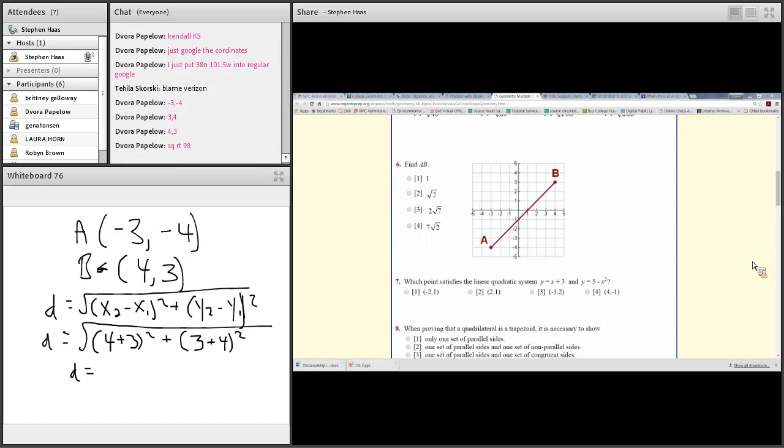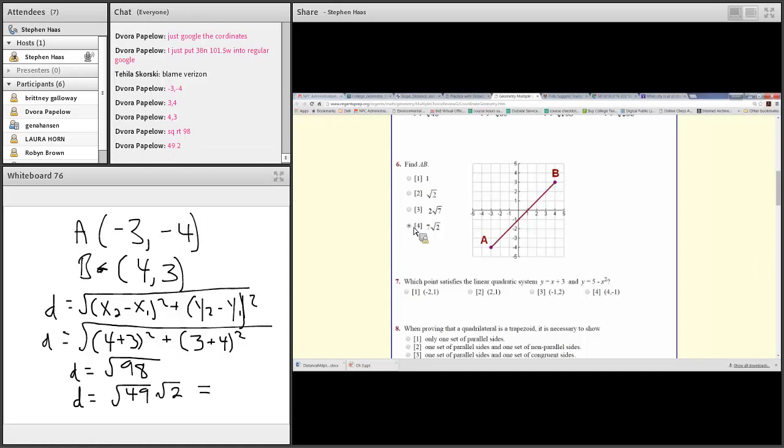Good. And how would you break this down? Well, 98 breaks into a perfect square and a non-perfect square. What's the perfect square and the non-perfect square that 98 breaks into? 98 can be broken into the square root of 49 and the square root of 2. And the square root of 49 is, of course, 7, so we can simplify this into 7 times the square root of 2, which should be the answer.